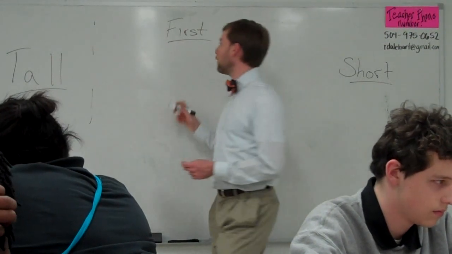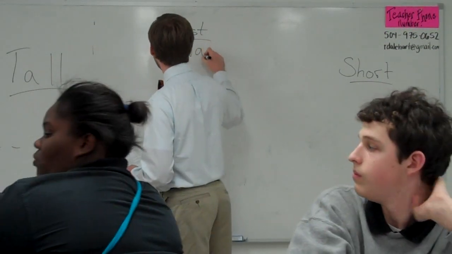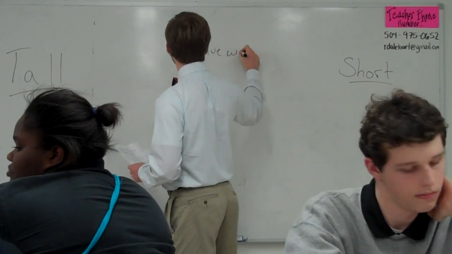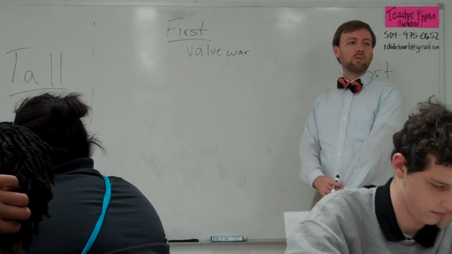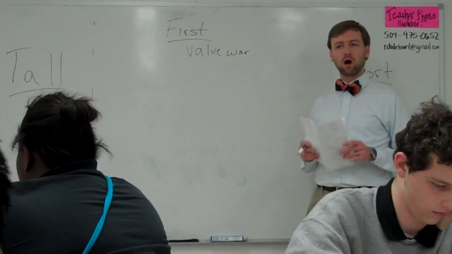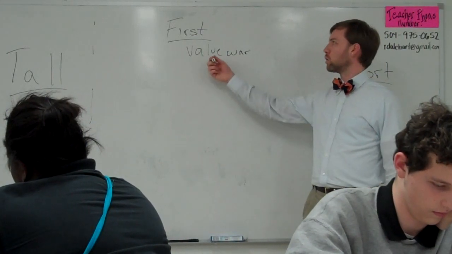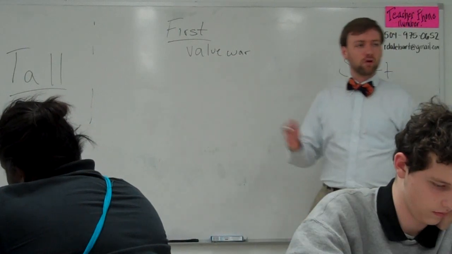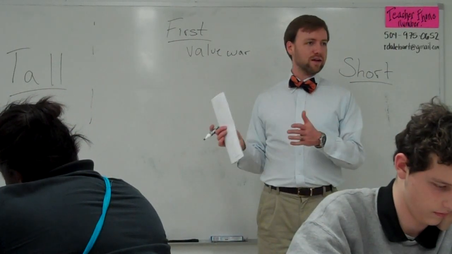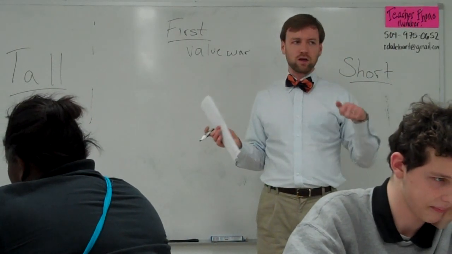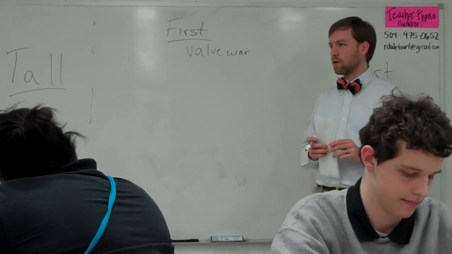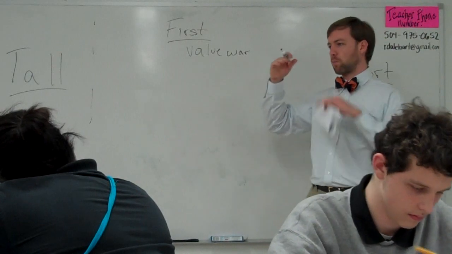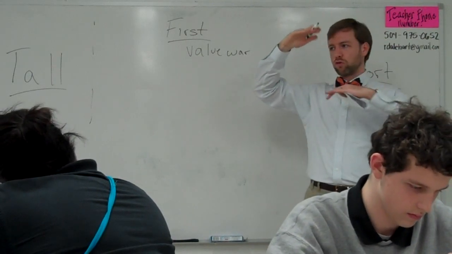If you win the value war, then you're going to win the round. If you can prove that the more important value is the one that you are arguing under, you're going to win the round. So if your value is justice and your opponent's value is social welfare, and you prove that justice is the more important value than social welfare, who's going to win the round?